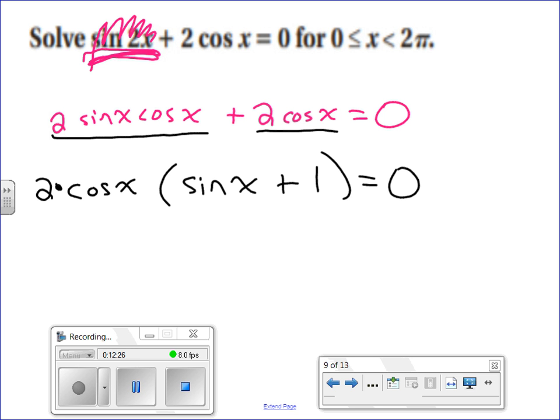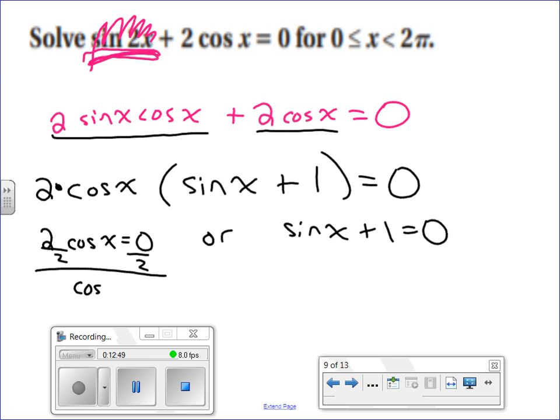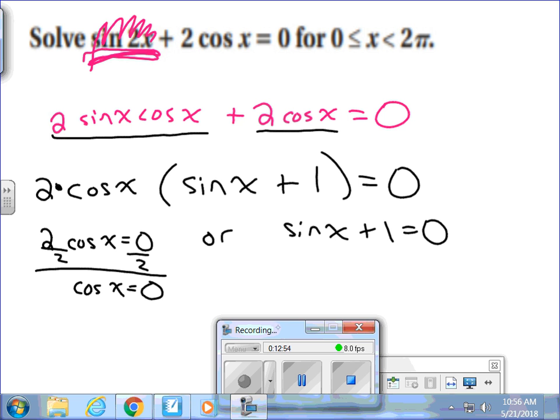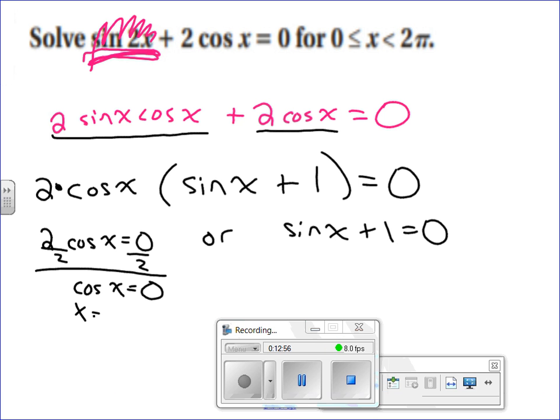Zero product property time. If this times this equals 0, one of the two has to be 0. So either 2 cosine x is 0, or sine x plus 1 is 0. And we solve both branches, and we use our unit circle to help us solve. So on this branch, I can just divide both sides by 2, but that's still going to be a 0. Where on the unit circle is there a cosine value of 0? There's two places. And I'll just go with pi over 2 and 3 pi over 2. We seem to be working with radians recently.